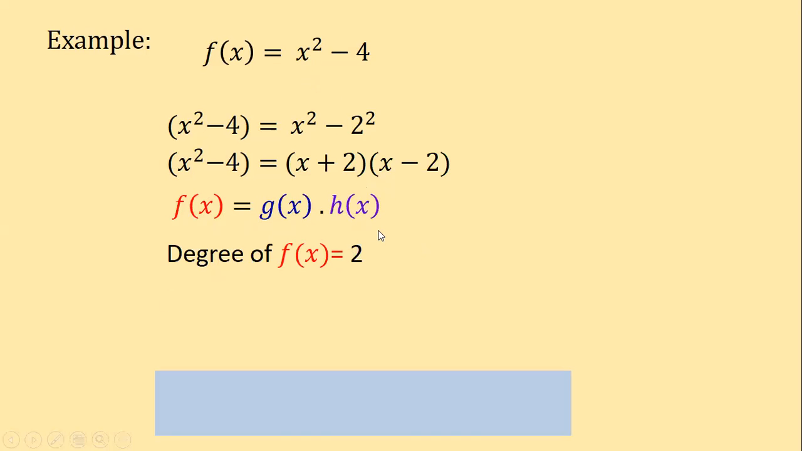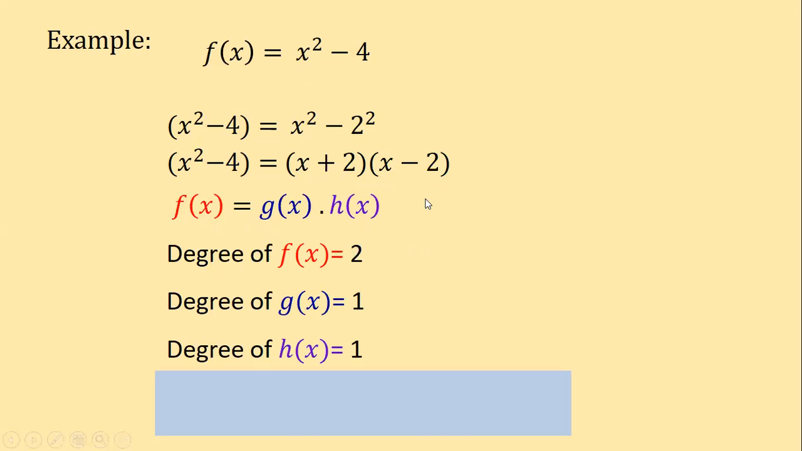And what is the degree of g of x? This is the g of x term we are considering. It is 1. And what is the degree of h of x? It is our h of x. So what is the degree of this? It is also equal to 1.